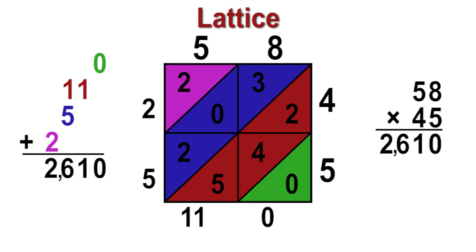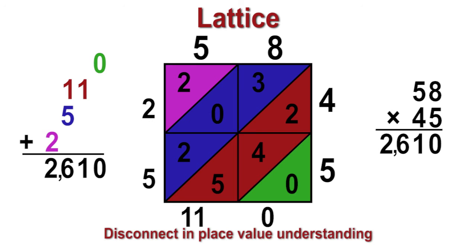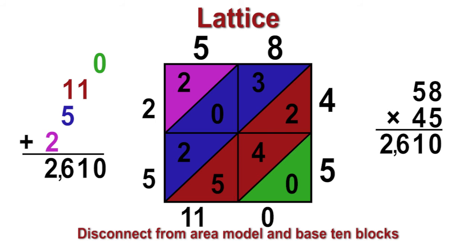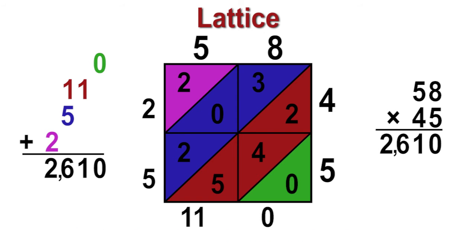However, there are several drawbacks. First, there is a disconnect in place value understanding. Second, there is a disconnect from the area model and the base 10 blocks, which disrupts the progression students have made from the concrete to abstract. If this method is used, it is important that students label and emphasize the place values for understanding.